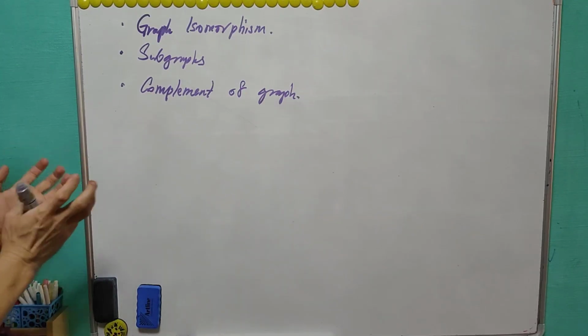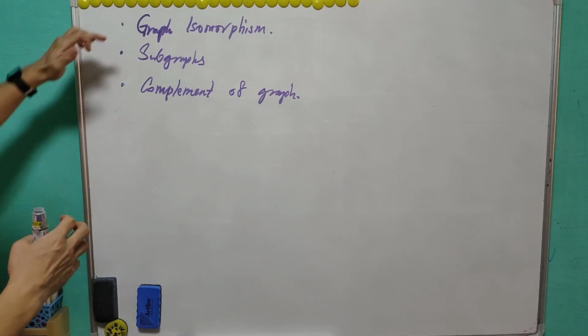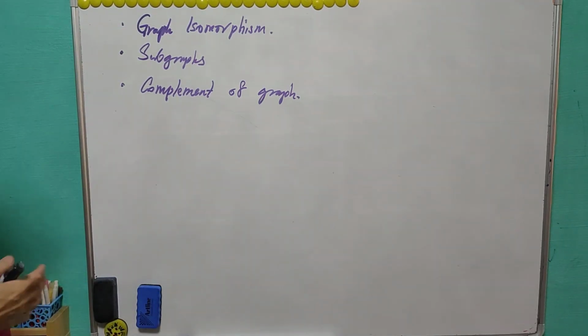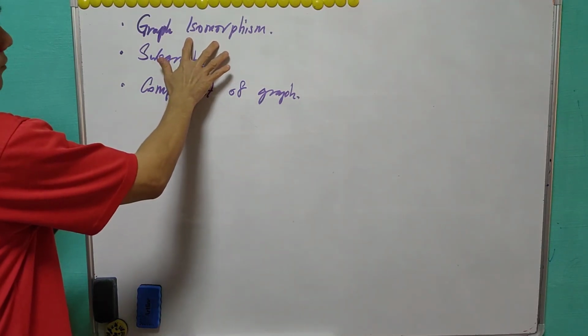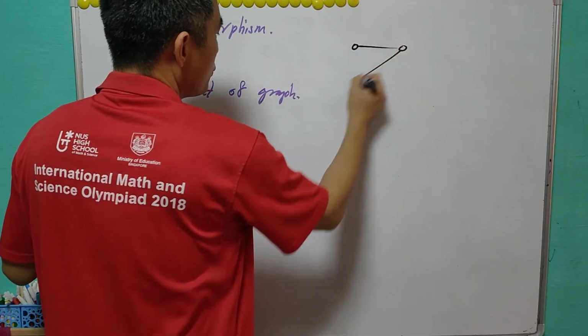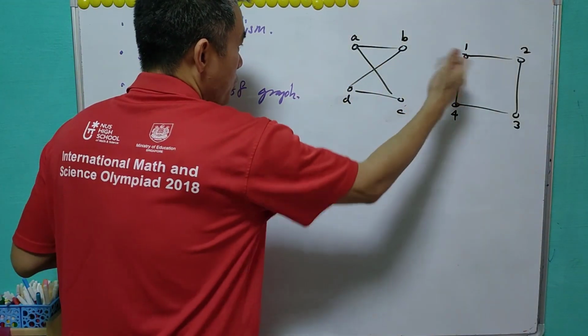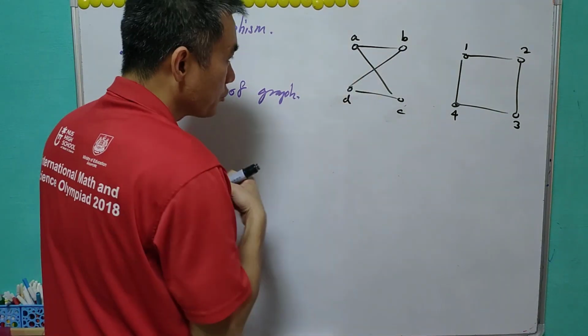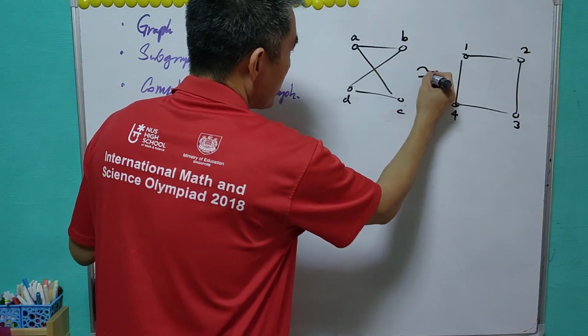The purpose of this topic is to help us to see whether two graphs are isomorphic. So we will start with what is the meaning of graph isomorphism. So let us look at these two graphs. These two graphs are actually the same. And in graph theory notation, we say that these two graphs are isomorphic and we use this notation.